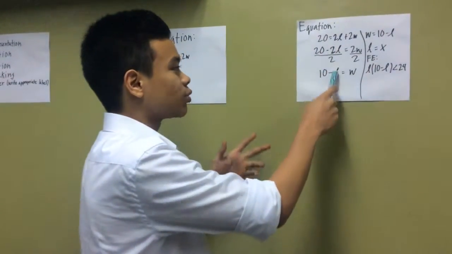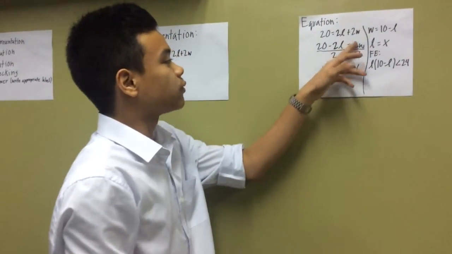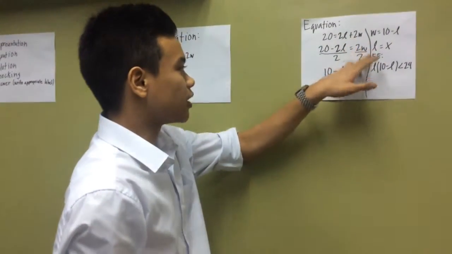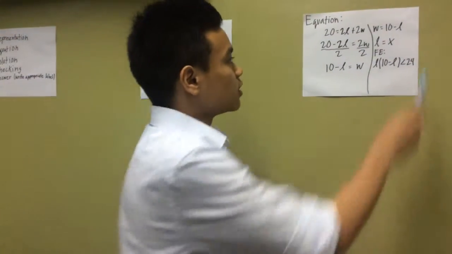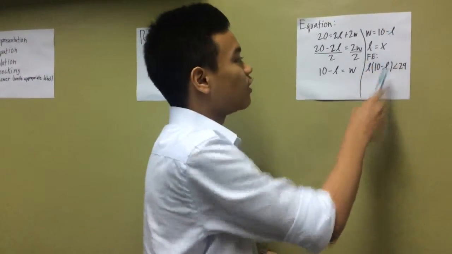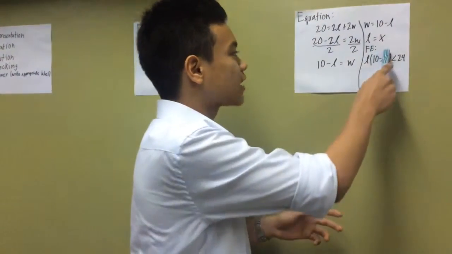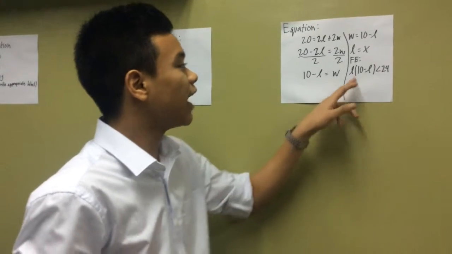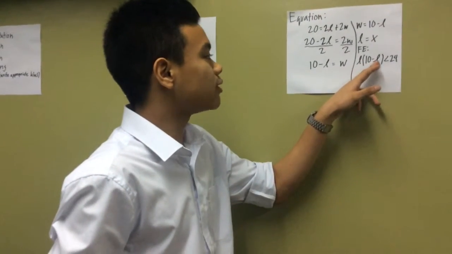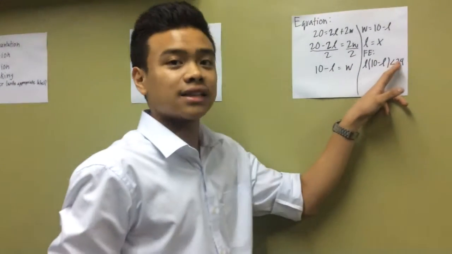2 divided by 2 is 1, so it's just length. And 2 divided by 2 is 1, so it's width. So that is our equation for width, and for length, our equation is length. So in our final equation, we'll be having length times 10 minus length is less than 24.